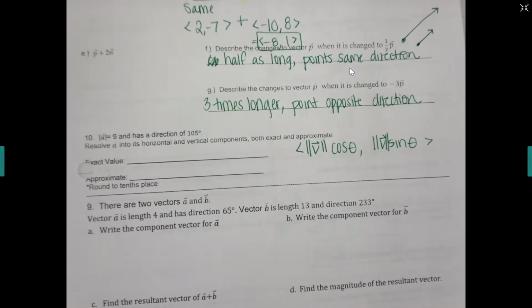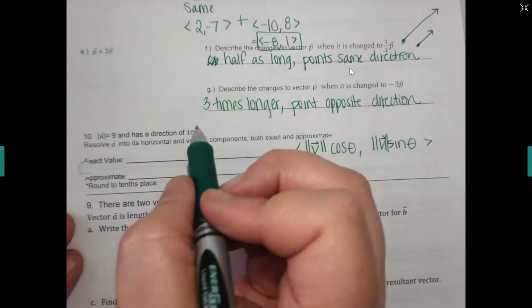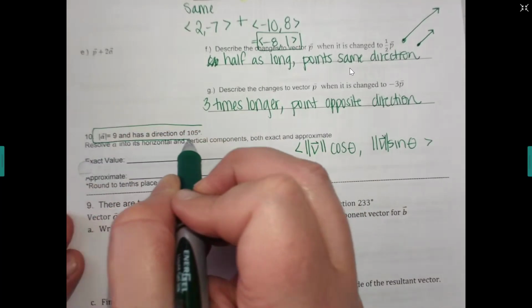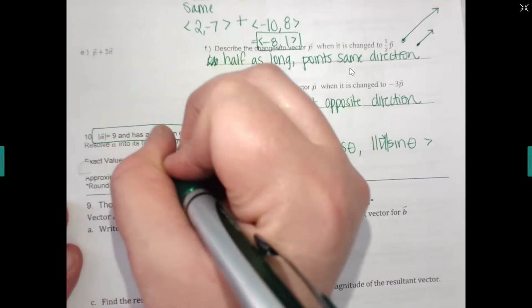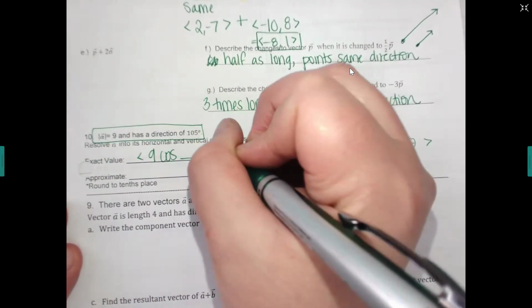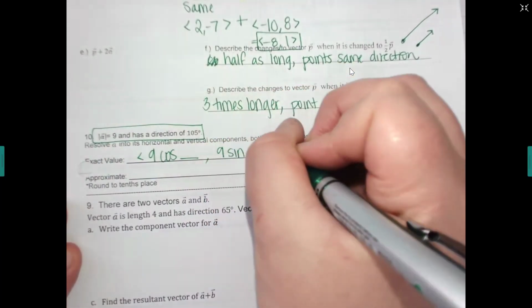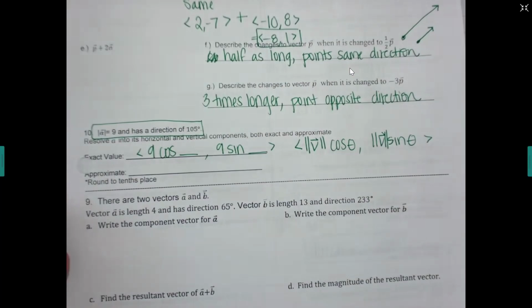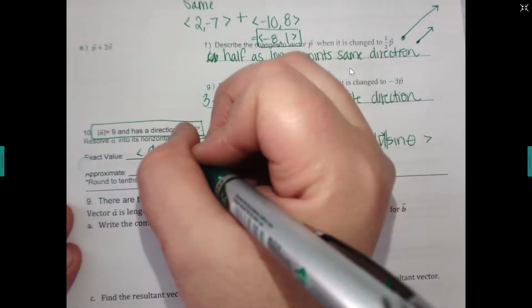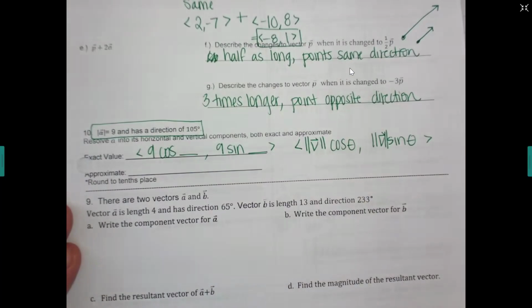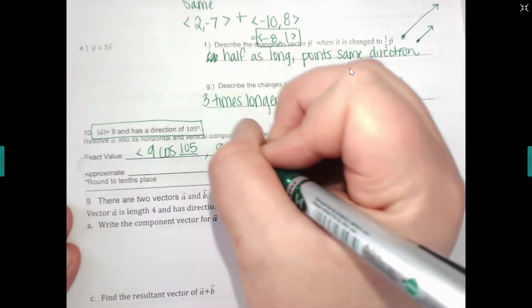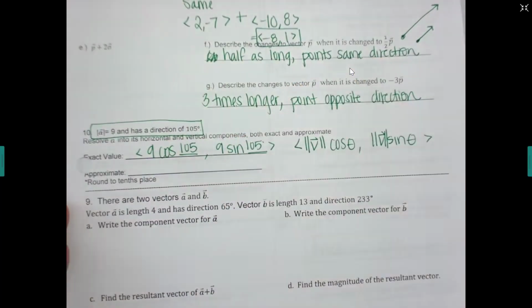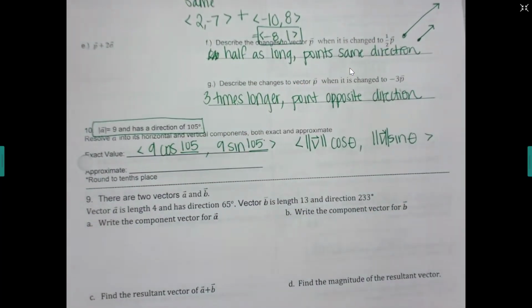Okay, but in this case on number 10, they did. For vector A, how long did they tell me it is? You should recognize that symbol's length, right? So how long is it? 9. So it's going to be 9 cosine theta, 9 sine theta. And then what direction did they tell me it's pointed? Says it right there. 105. Very good.